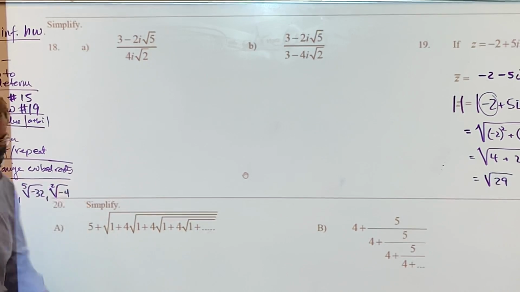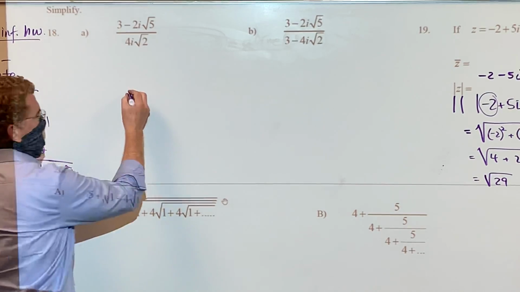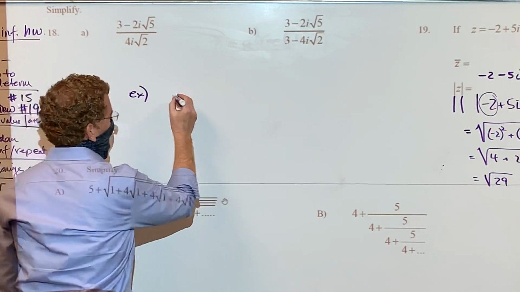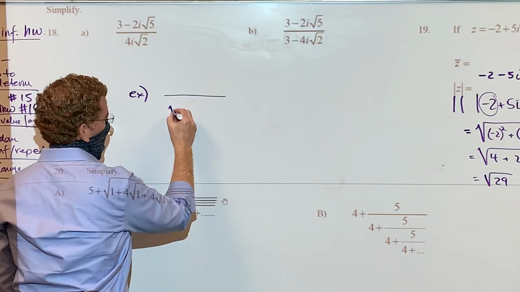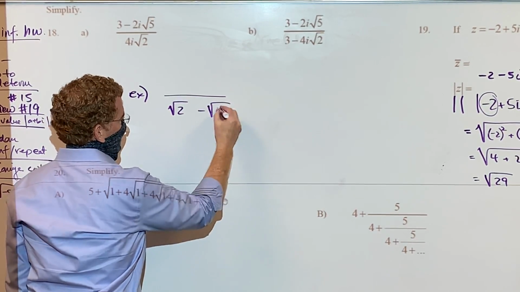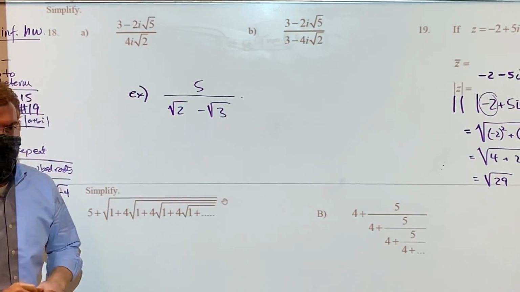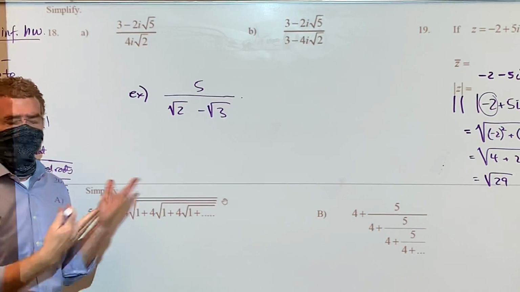Rationalizing cubed roots. If you look down, I'll use some different problems, but for example, do you remember, if you have a square root, like root 2 minus root 3, those are square roots, what do you multiply by to rationalize that denominator?